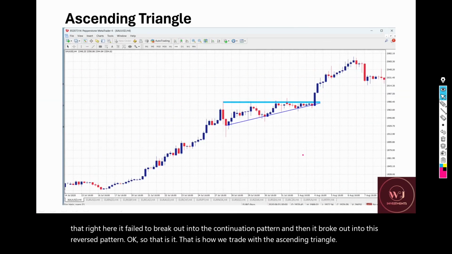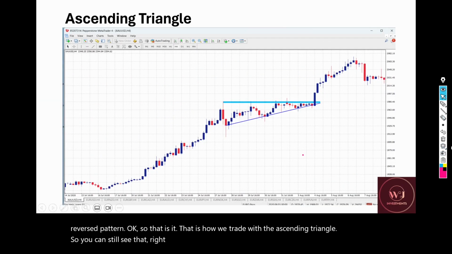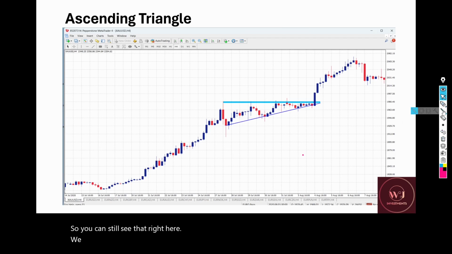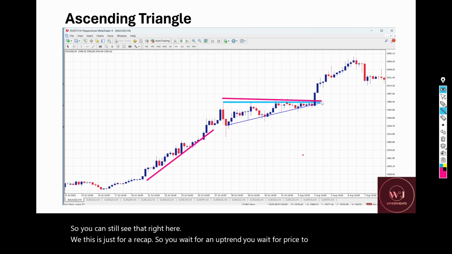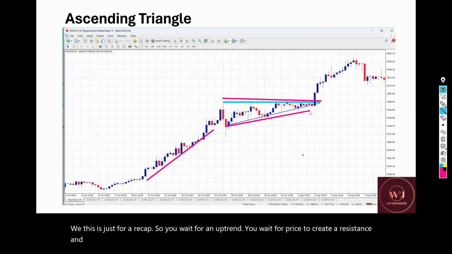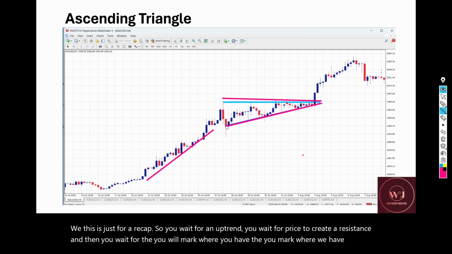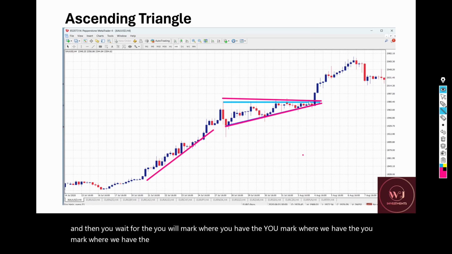So you can still see that right here, this is just for a recap. So you wait for an uptrend, you wait for price to create a resistance, and then you mark where we have the higher lows. So when you create your ascending triangle, all you're waiting for is a breakout.